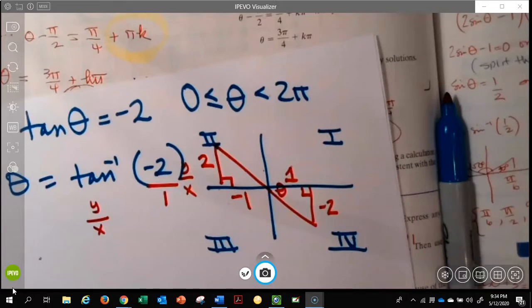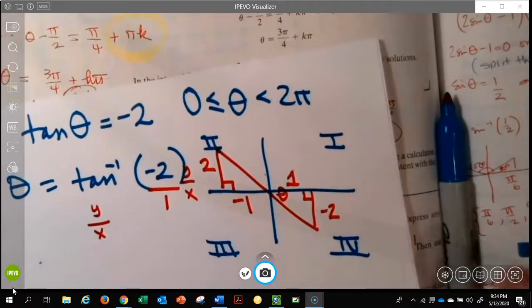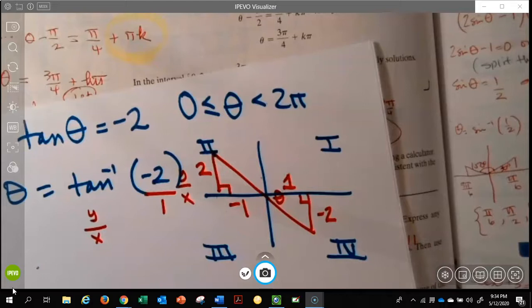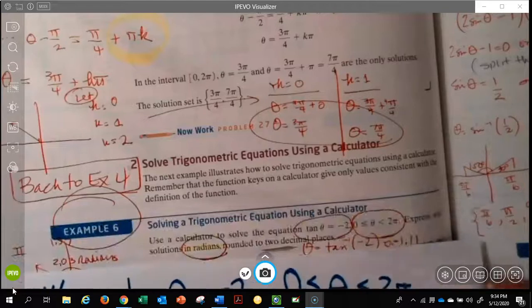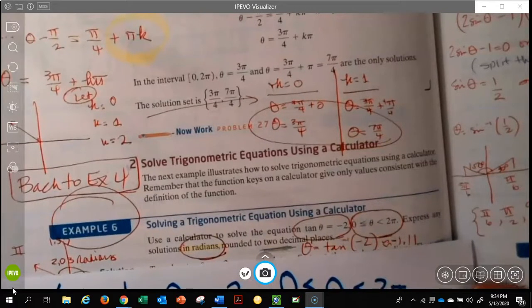And when I look at this, it does not remind me of anything cute. It's not a 30, 60, 90. It's not a quadrantal. It's like, ugh. It's nobody that I know that's cute. So I'm glad that they have said, I'm going to use my calculator and I'm going to round it.